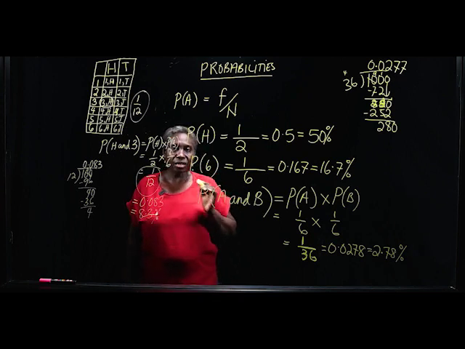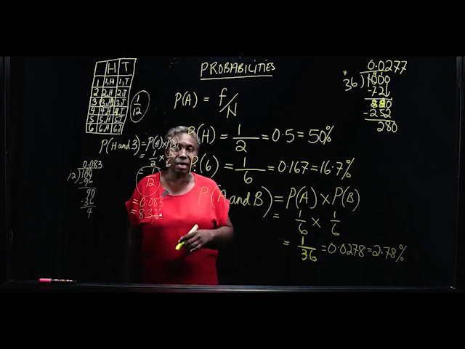So that brings us to the end of our lesson. In our next lesson, we are going to use the tree diagram to calculate the probability of more than 2 events occurring at the same time.